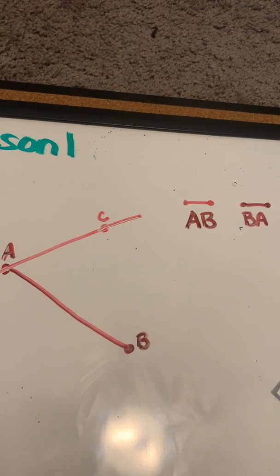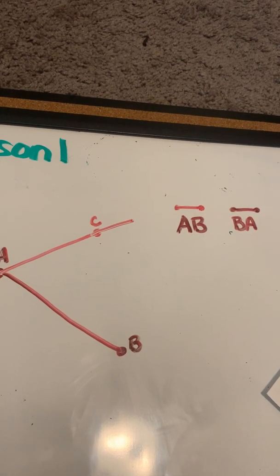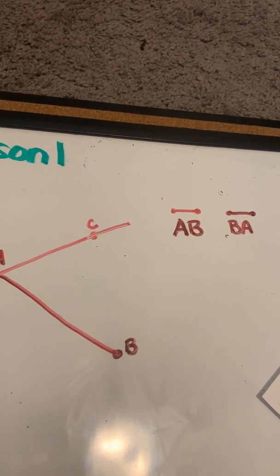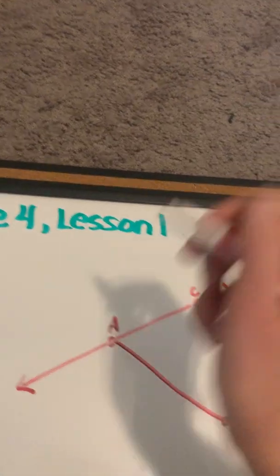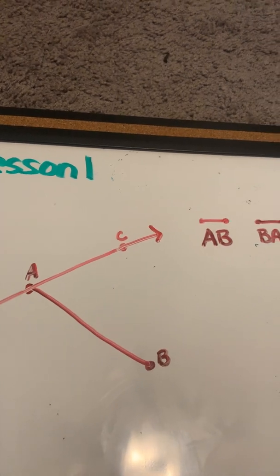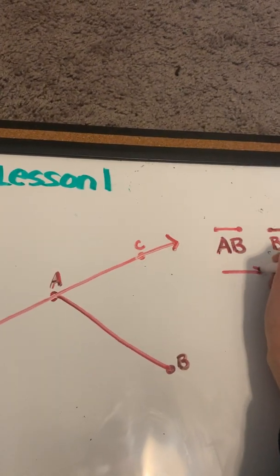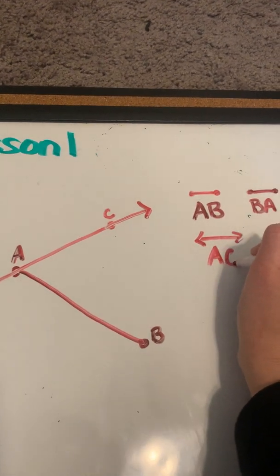Well, there's a difference between a segment and a line, okay? So I am going to draw some arrows here to show that this could go on forever and ever, okay? And we would call this line AC. So see how I'm putting the arrows on the end? And then I'm going to put AC.